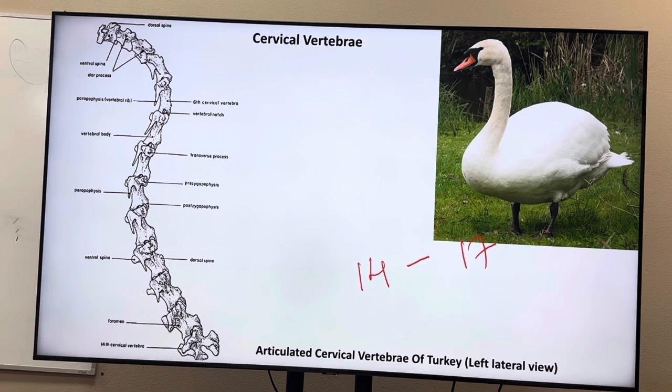So birds like swan, they have as much as 25, which is the highest.